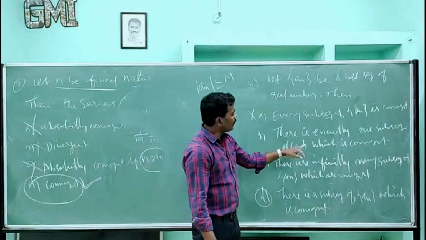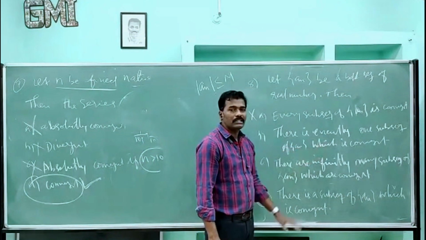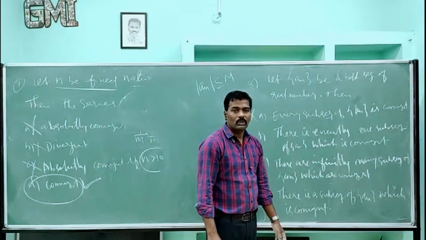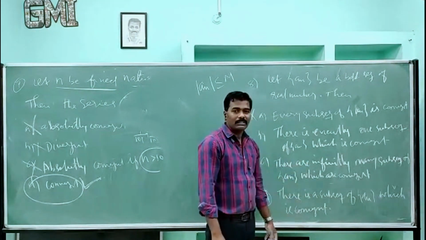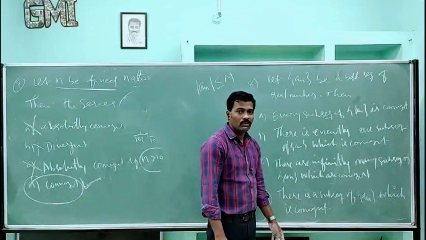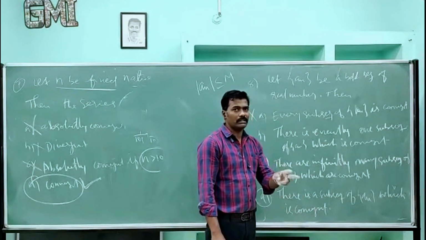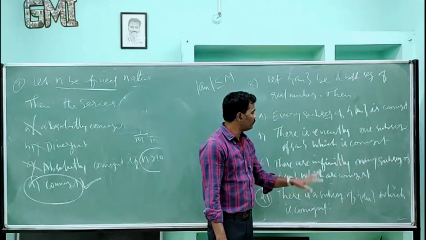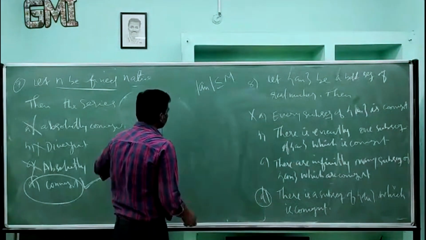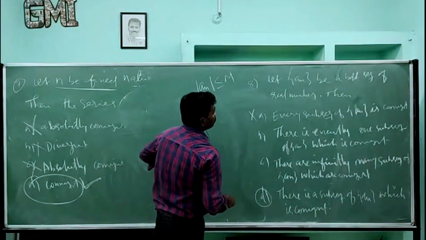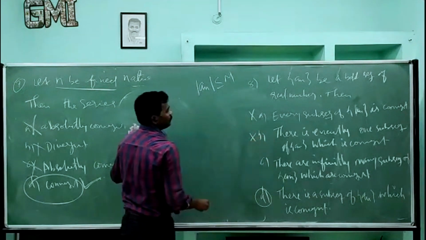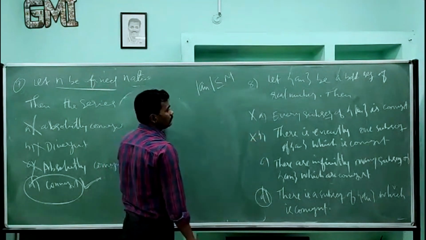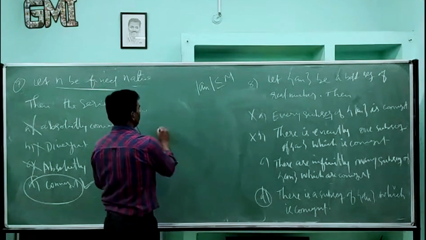Second, there is exactly one subsequence of a_n which is convergent. No. There are infinitely many convergent subsequences. How? I will explain in two minutes, with an example showing that option B is false.